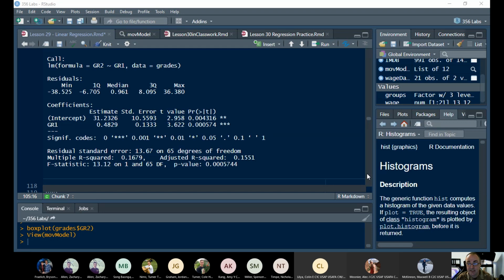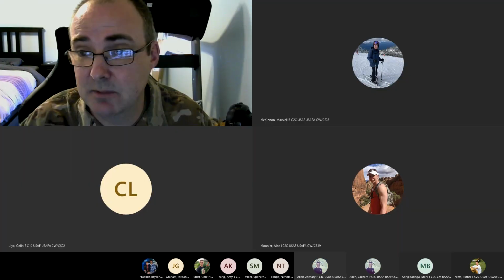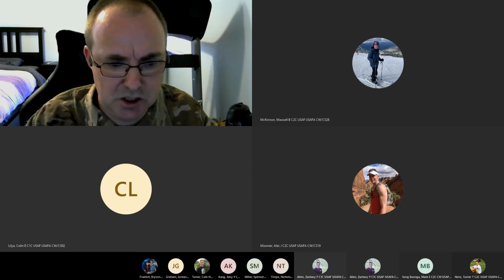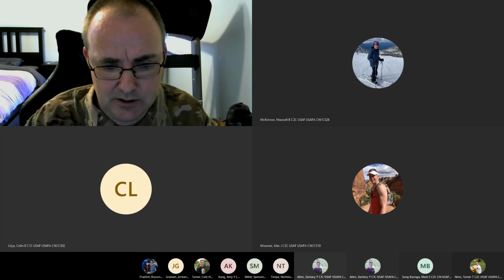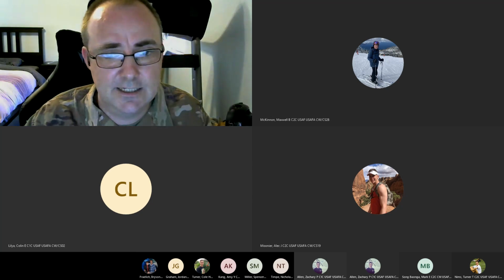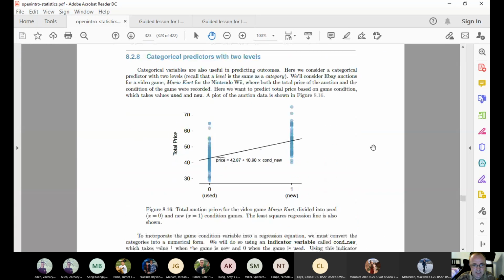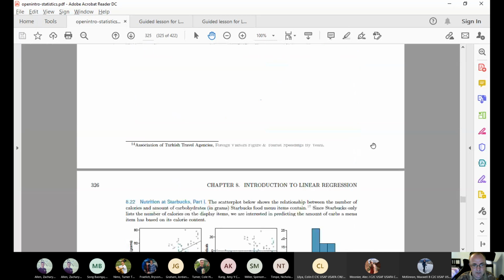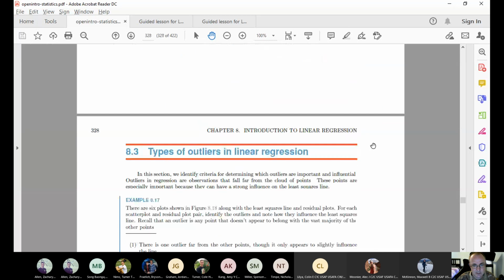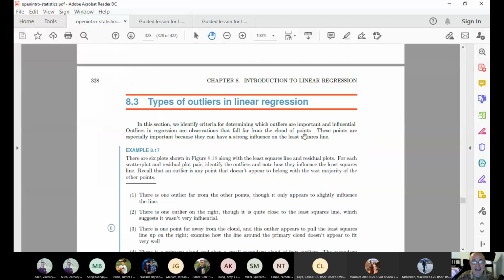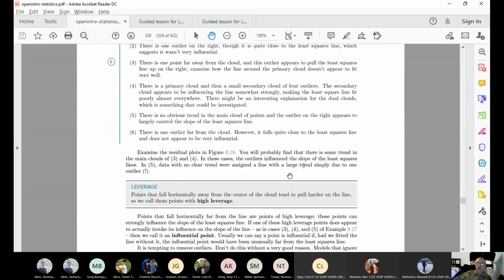So leverage and influence is something that was talked about in the lesson that was for today's guided lesson. So if we go back over and look at the book, we can go down to, where is our section on leverage here? So here we go. When we're talking about types of outliers, right? Pattern recognition wise, you can look at data and usually say, oh, that looks like an outlier, that looks like an outlier.